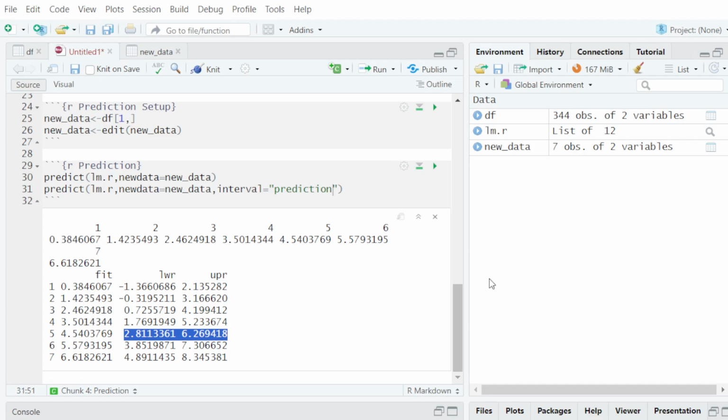Now you could also replace interval here. Instead of prediction, you could use confidence, in which case the lower and the upper would be the range for the 95% confidence interval for the mean. So on average, whenever the US has a 4% unemployment rate, then this is what it would be in Canton. You could do that. Prediction interval is about the individual observation.